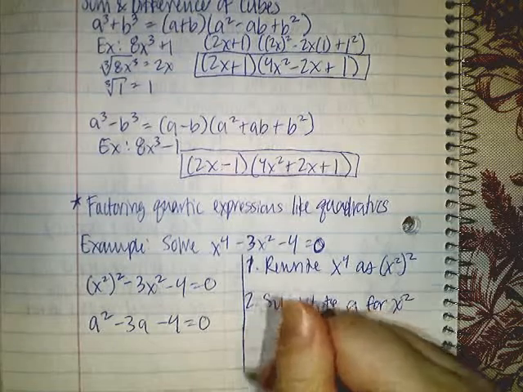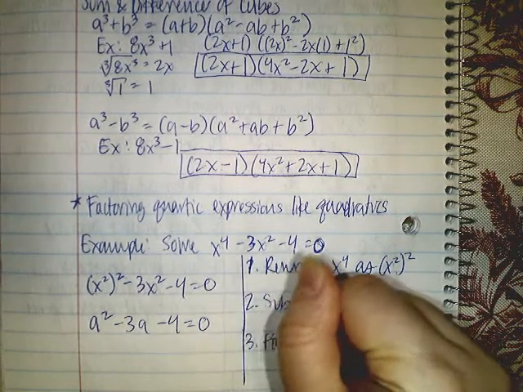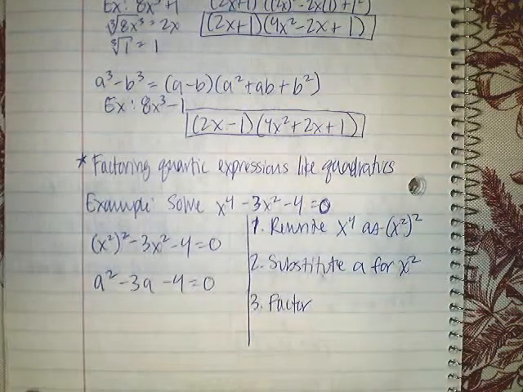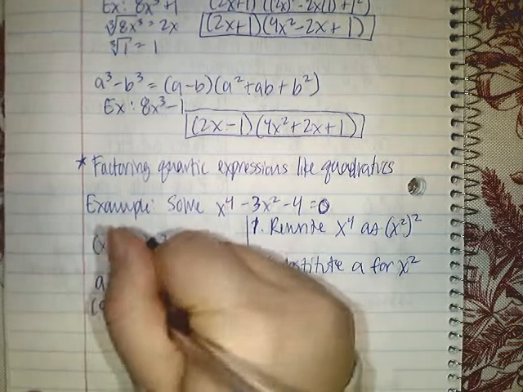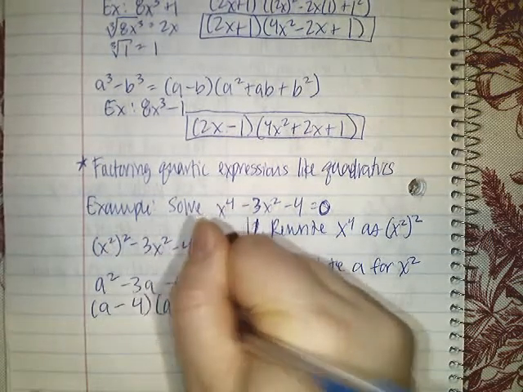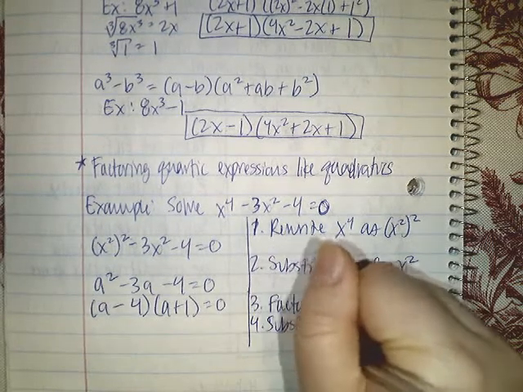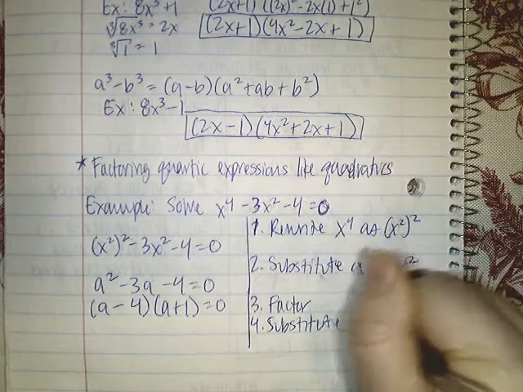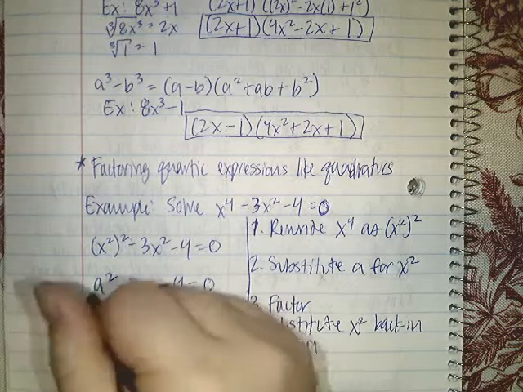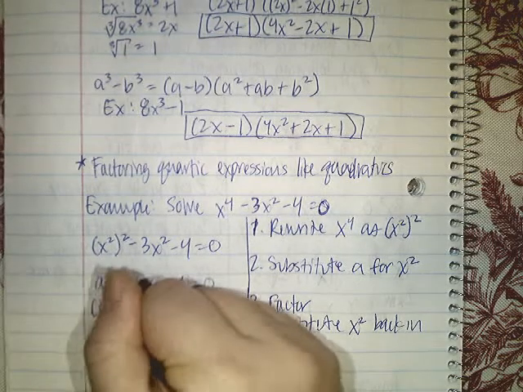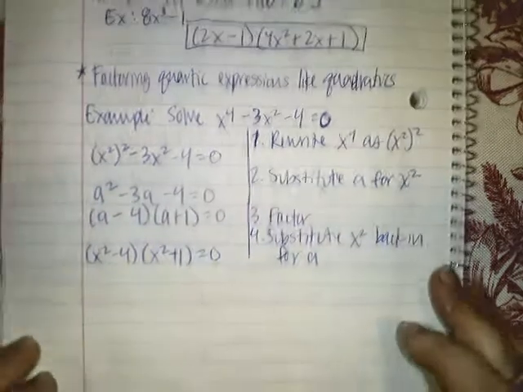At this point, this is just a normal quadratic trinomial. I can factor per usual. I've done this hopefully a bunch of times before, and hopefully you have as well. So I'm finding factors of -4 that add to -3. I get (a minus 4)(a plus 1) equals 0. Now I'm going to substitute x squared back in. I end up with (x squared minus 4)(x squared plus 1) equals 0.